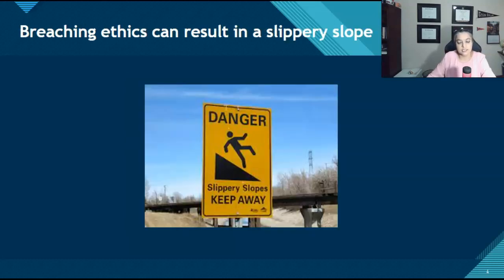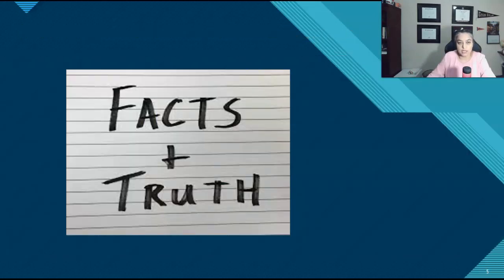Breaching ethics can result in a slippery slope where one lie or falsified detail leads to another. And in most professions, these practices are punishable by law. So, ethical behavior involves telling the truth and providing accurate information in ways that your audience comprehend the information and understand the relative importance of the information.